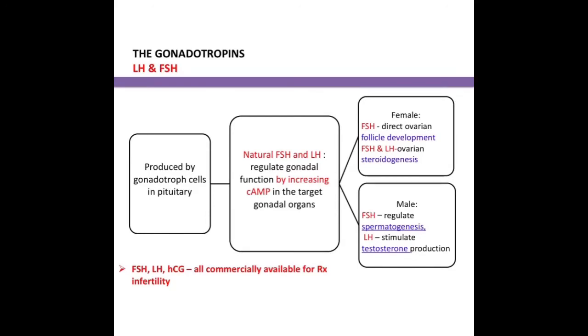In women, FSH stimulates ovarian follicle development, whereas FSH and LH stimulate ovarian steroidogenesis. In men, FSH regulates spermatogenesis, whereas LH stimulates testosterone production. FSH, LH, as well as HCG are all commercially available for treatment of infertility in both males and females.